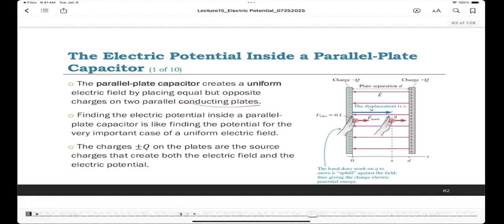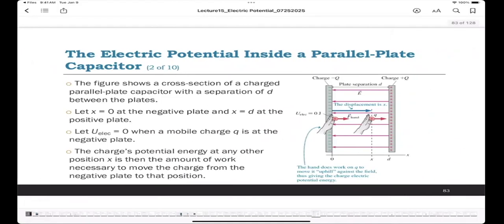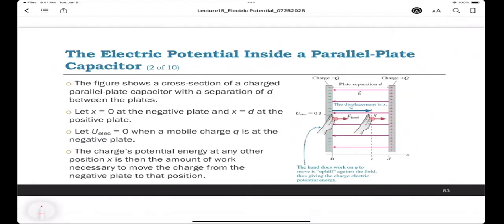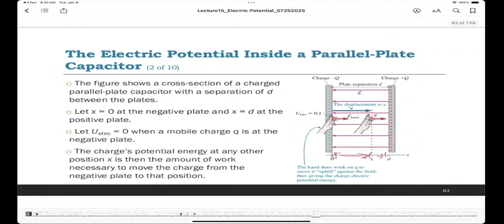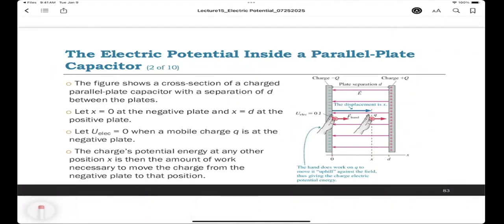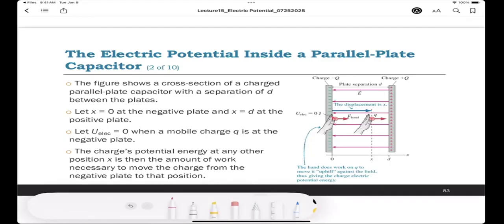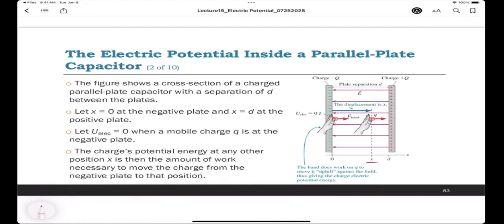The figure shows a cross section of a charged parallel plate capacitor with a separation of D between the plates. This is D. We let X equal 0 at the negative plate. Here there is X equals 0, at the beginning, at the negative plate, and X equals D at the positive plate.